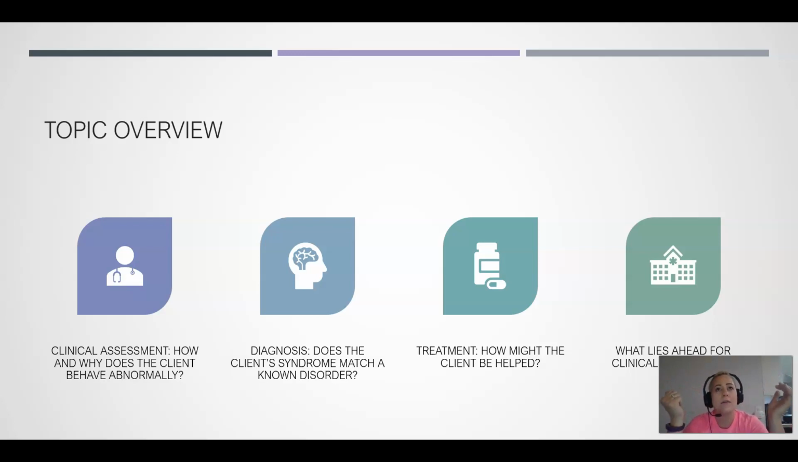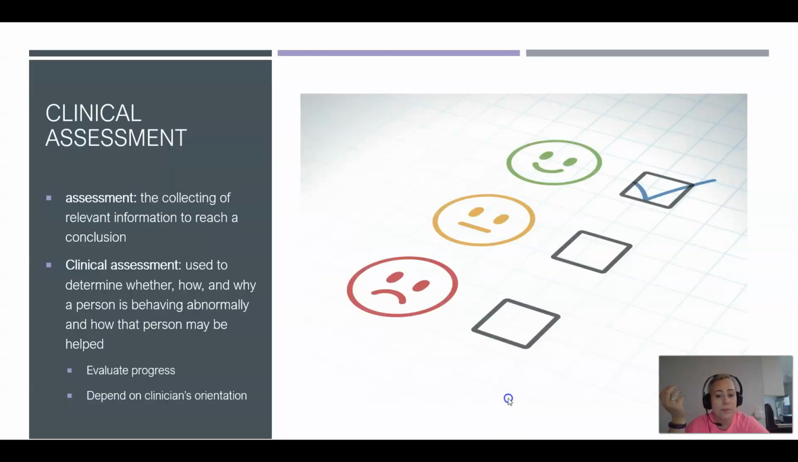So while we have some models that differentiate where they see the root of psychological abnormality, these are kind of standards. Think of them as the broader topics, and they can vary based on the model, and you'll see what I mean by that. We're going to look at how and why a client behaves abnormally, on the whole, and then we may look at specific instances. We're also going to look at if the client's syndrome matches a known disorder and how the client might be helped. That's what we're looking at with treatment.